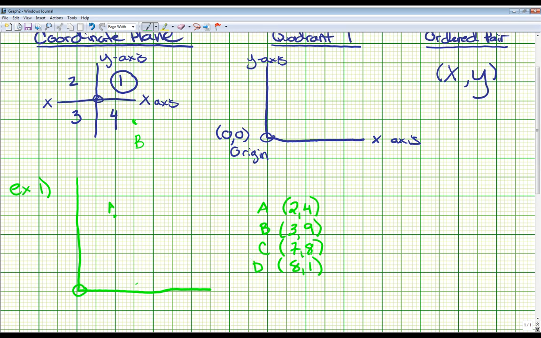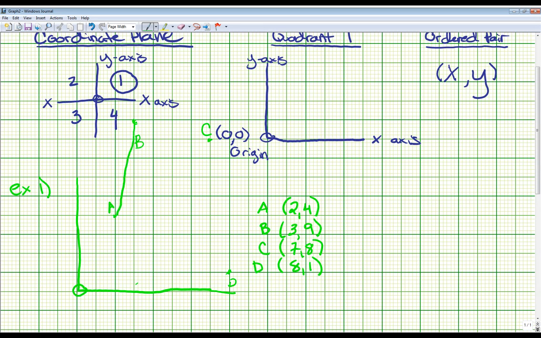Our C is at 7, 8. So over 7, 1, 2, 3, 4, 5, 6, 7, and up 8. 1, 2, 3, 4, 5, 6, 7, 8. So here is our C. And our last one is 8, 1. So back to the 0. And I go 1, 2, 3, 4, 5, 6, 7, 8. And up 1. So I have to extend my x-axis just a little bit. And that's our D. So now we can connect our 4 dots as best you can.